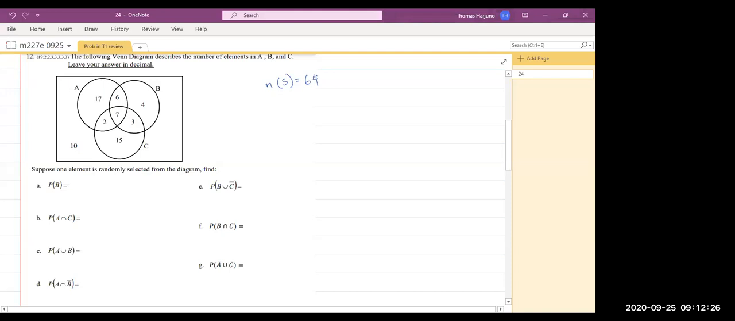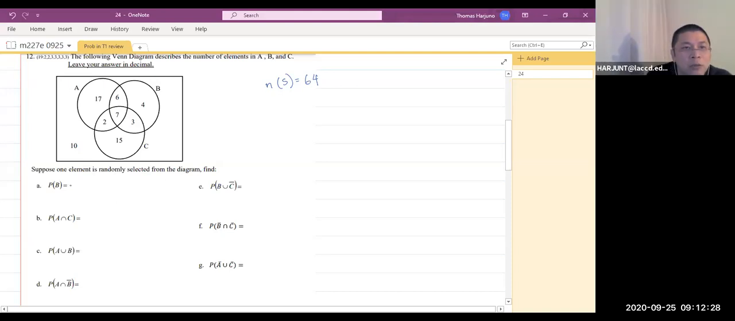Okay, so the ones in B, the way I show the work, is 6 plus 4 plus 7 plus 3 over 64. That's 20 over 64. Now, however, don't forget, it says here, leave your answer in decimal.